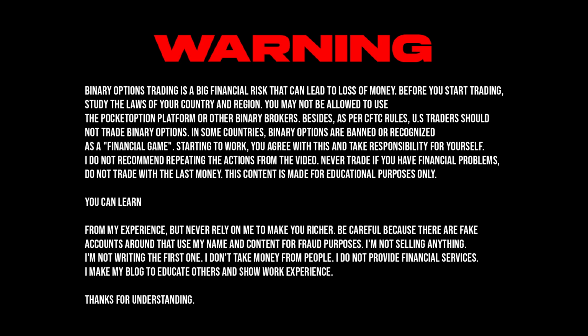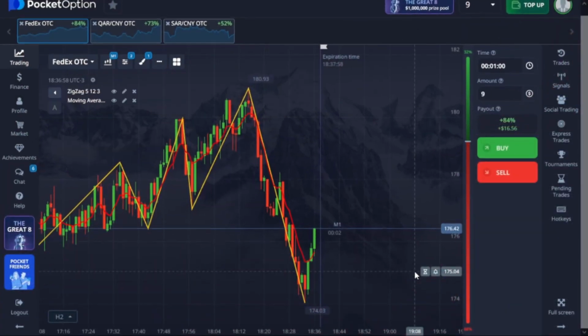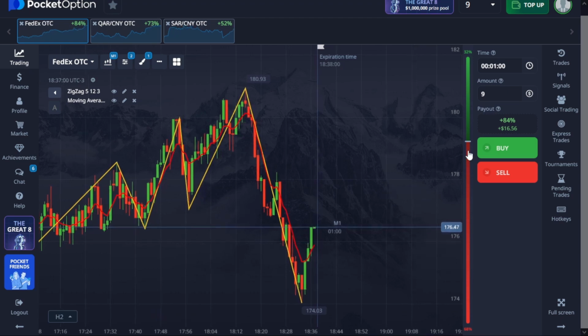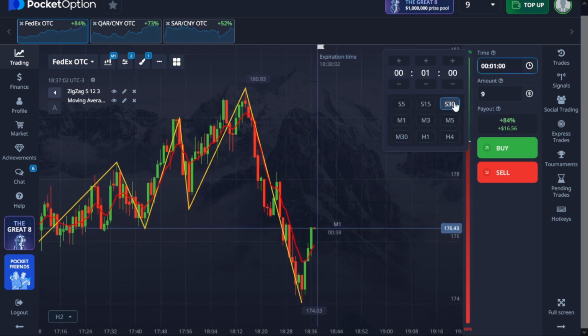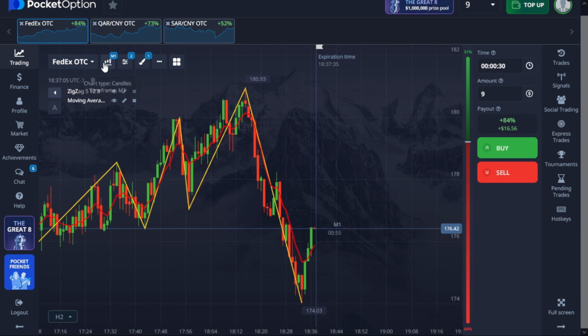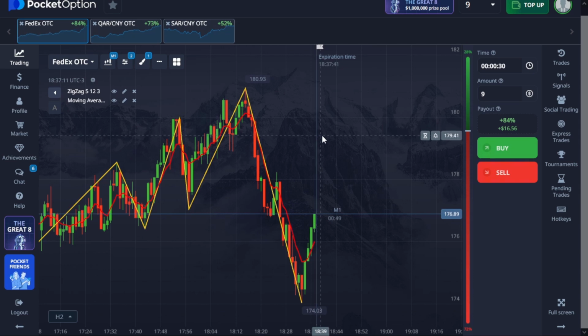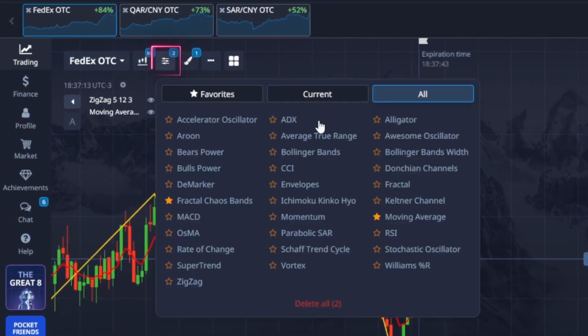In this case, I'm only going to use two indicators. More than anything, the strategy is for an expiration time of 30 seconds. Okay, we're going to use Zig Zag and moving average. Look at the time frame: 1 minute and 5 seconds. All right, so Zig Zag and moving average.